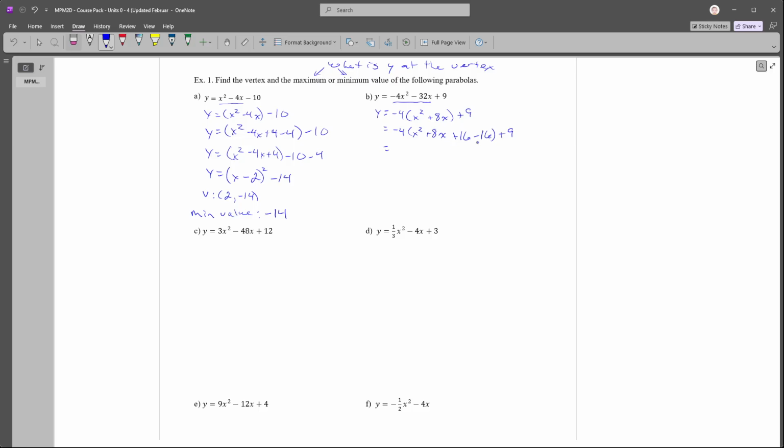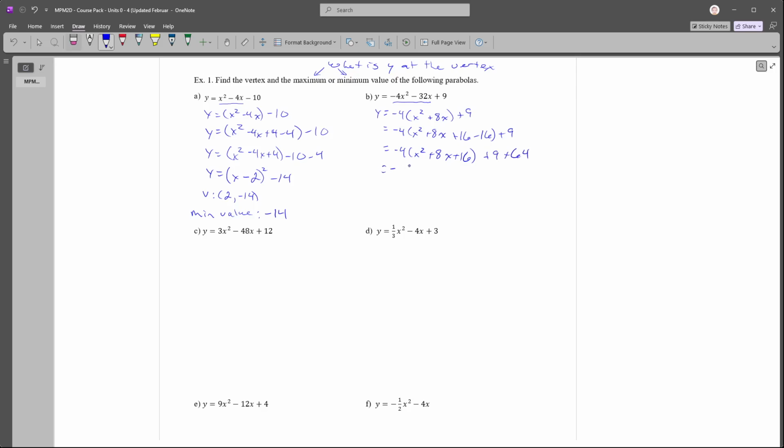Now we got to bring that negative 16 outside. So we still have our negative 4, x squared plus 8x plus 16. But now we're bringing that minus 16 out. What's minus 16 times negative 4? That's positive 64. So plus 9 plus 64.